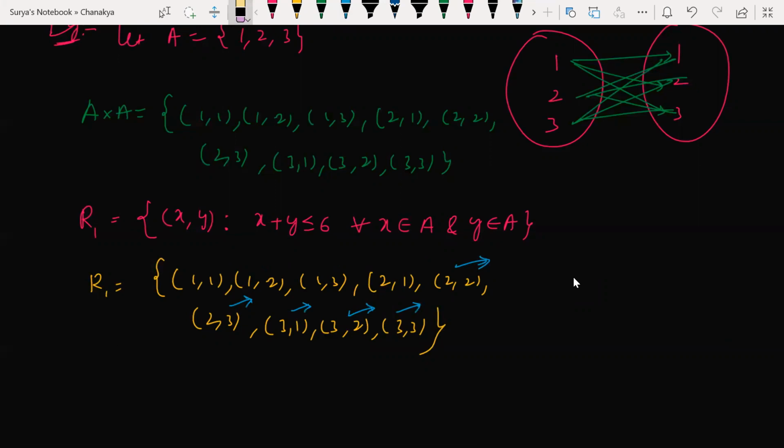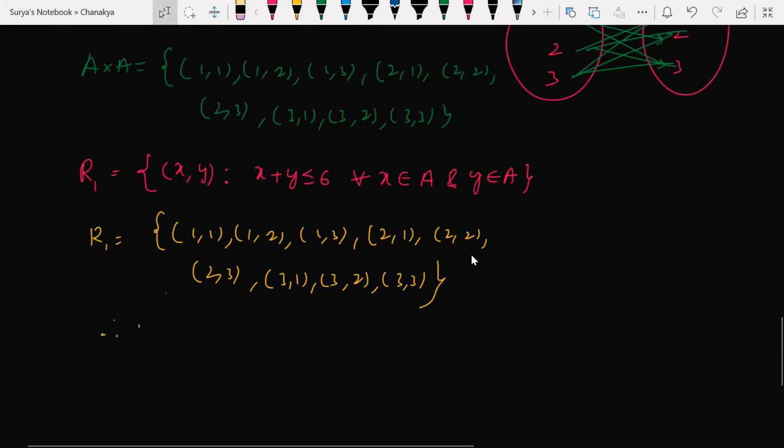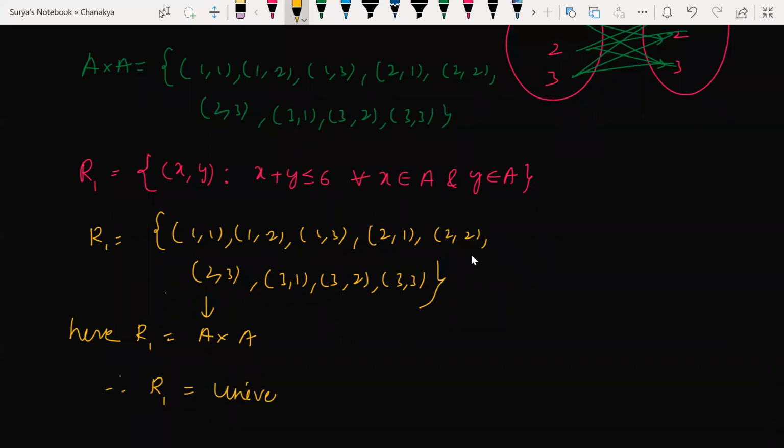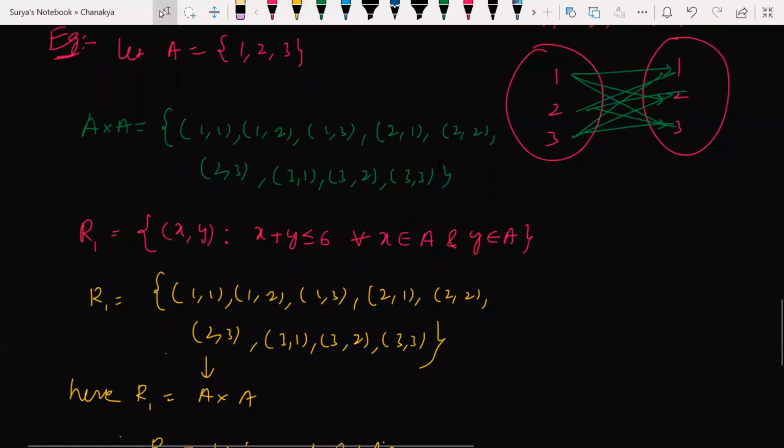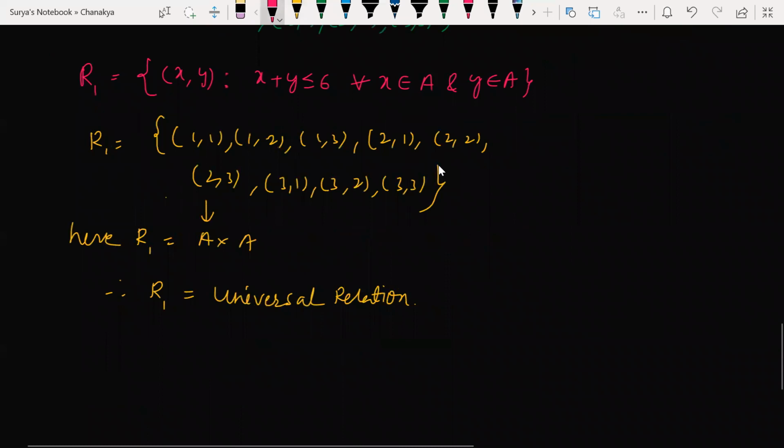So what type of relation is this called? A universal relation. Therefore R1 is equal to A cross A. Here R1 is equal to A cross A, a universal relation. R1 is what? A universal relation. Now I'll give one more relation, same thing. R2 I'll be giving you.